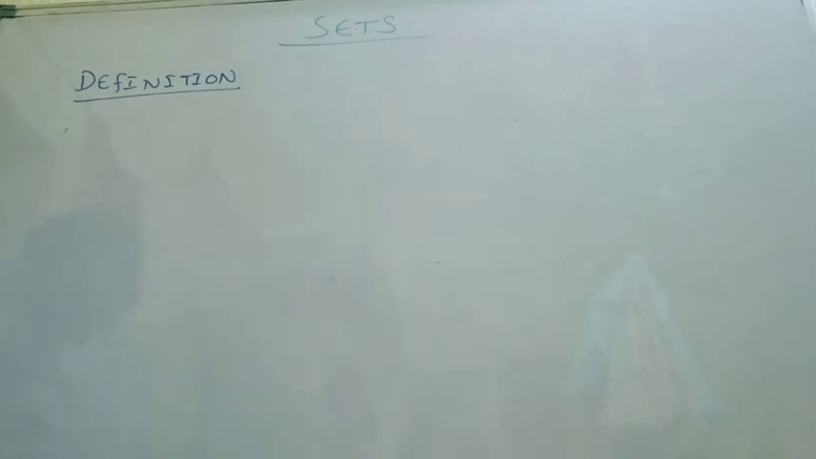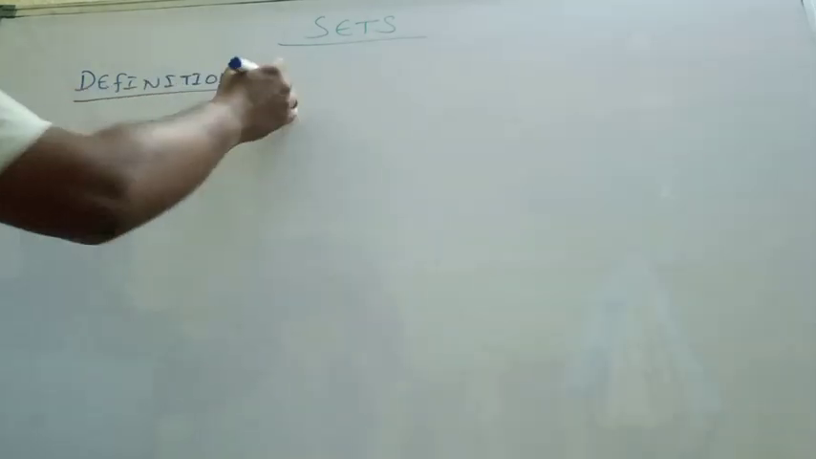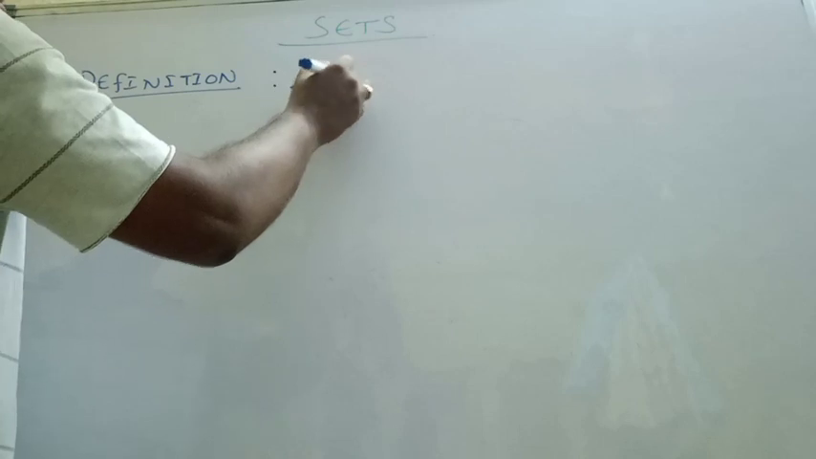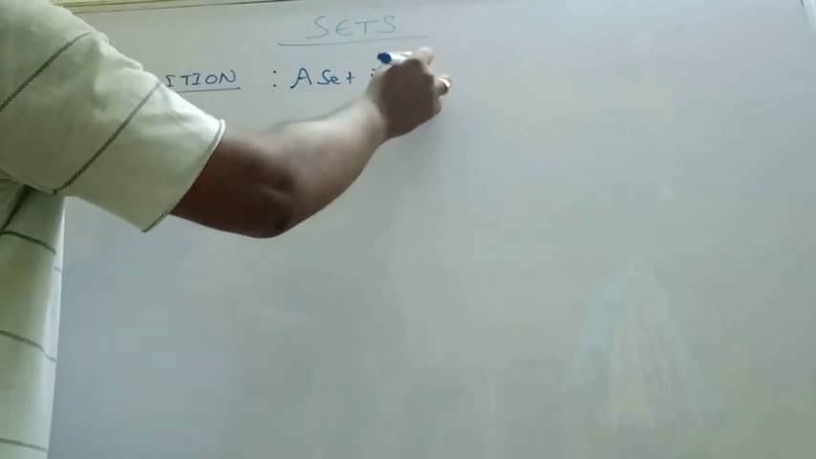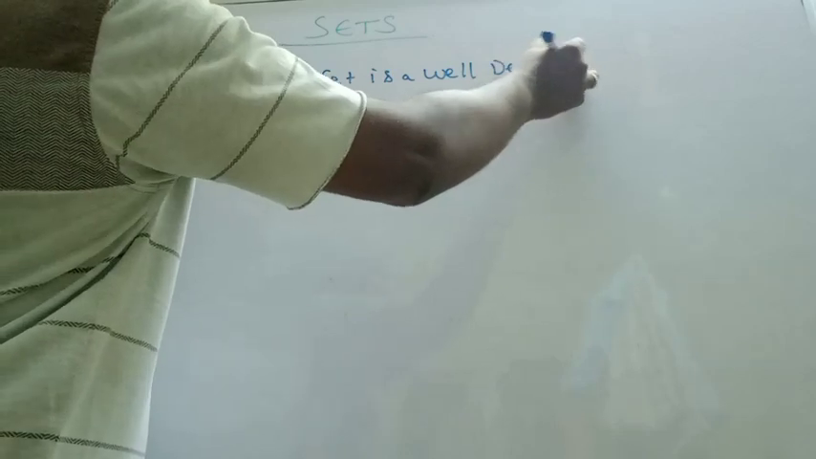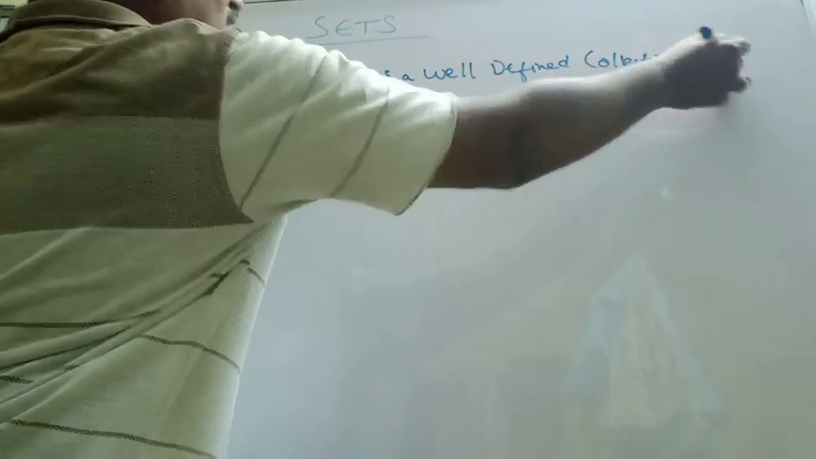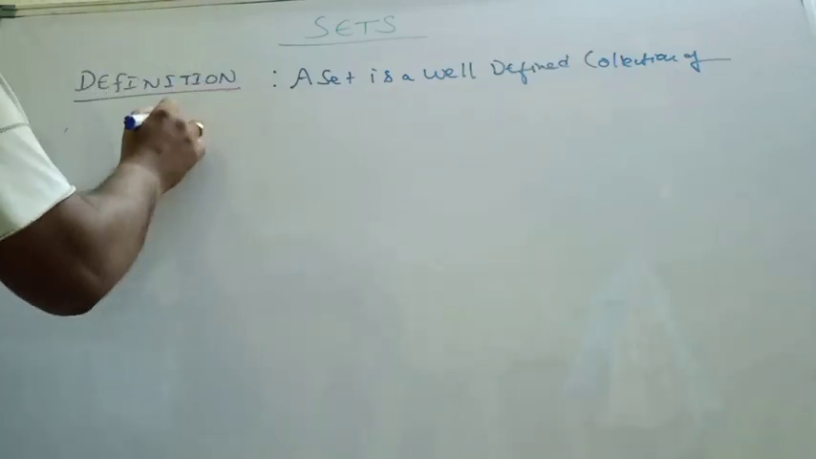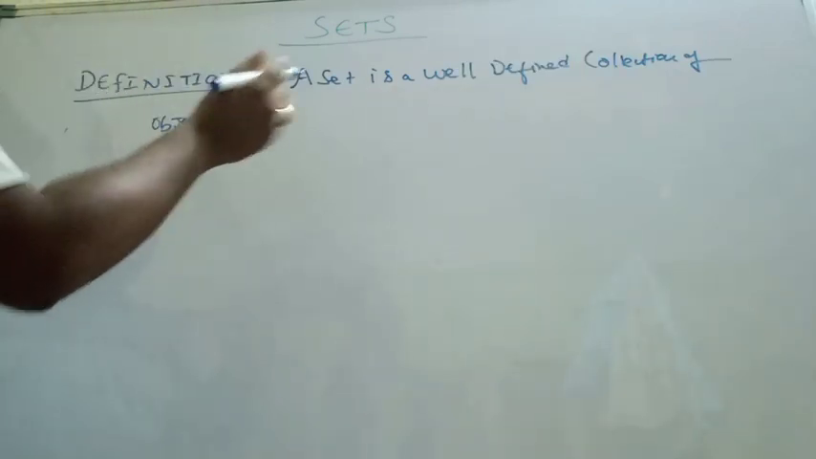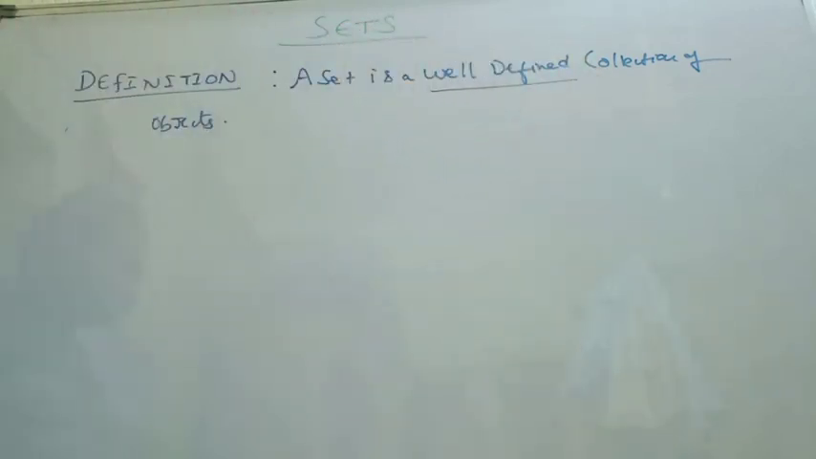Regarding this definition, my dear students, what do you mean by a set? A set is a well-defined collection of objects. This is very, very important. Collection of objects. See here, this is well defined. It carries important meaning.